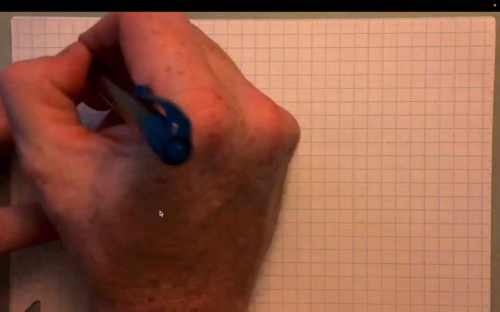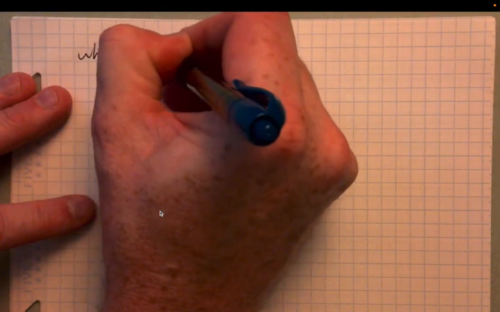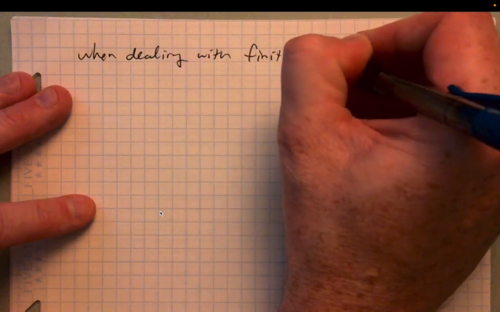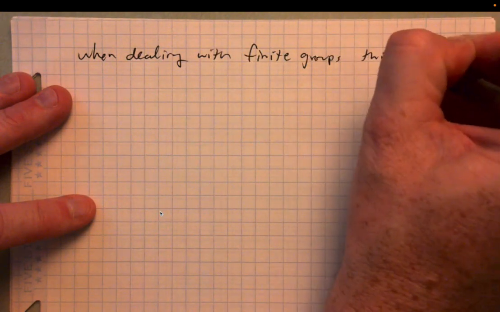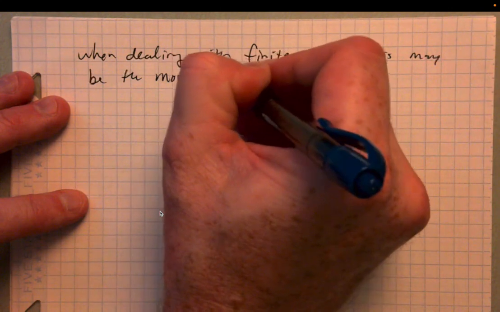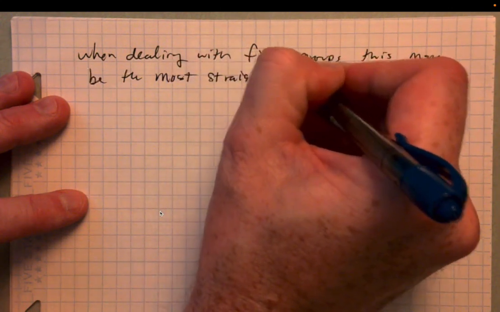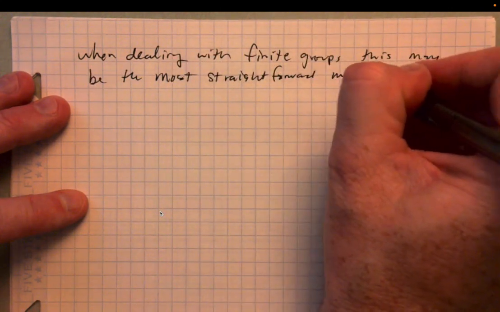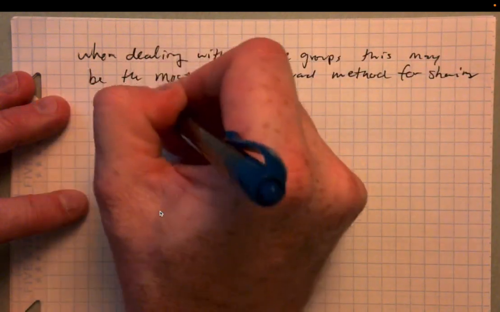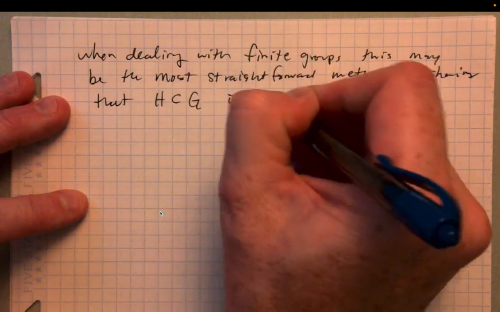When you're dealing with finite groups, this is oftentimes the most straightforward method for showing that H in G is a subgroup.